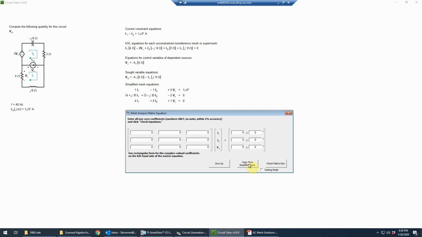We just click the Copy from Simplified Equations button. That just takes these same coefficients and puts them into the matrix and the constant vector here. And remember that each row of the matrix equation corresponds to one of the original simplified equations. So for example, we have 1 I1 minus 1 I2 plus 0 Vx equals 1 angle 0. That's the first equation, and similarly for each of these other rows. Okay, so we'll check that.